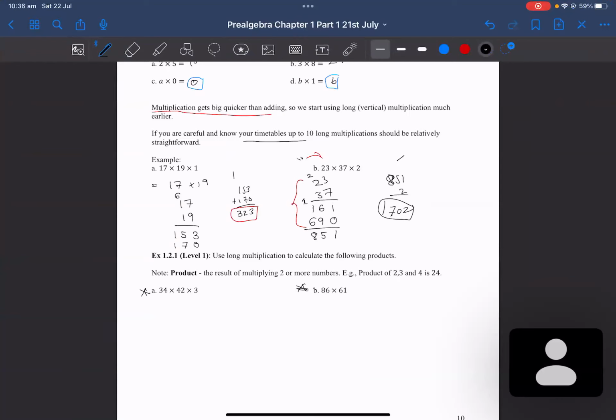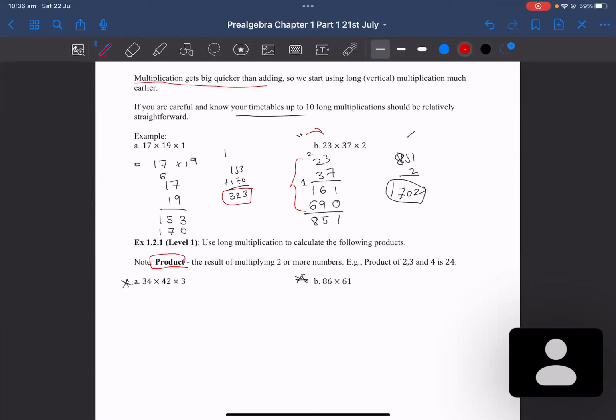This should be straightforward, right? Yeah. And if you guys confuse what product means, it means the result when you multiply two or more numbers. So in the question I said products. Products just means the answer when you multiply. The answer. Right, with the multiplication.